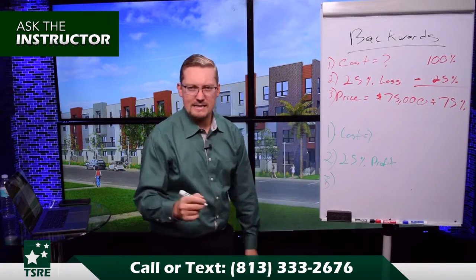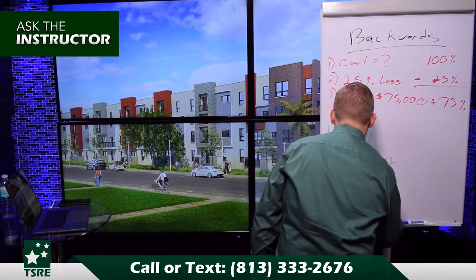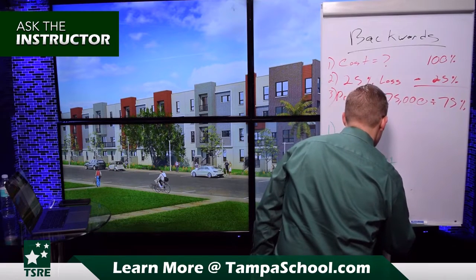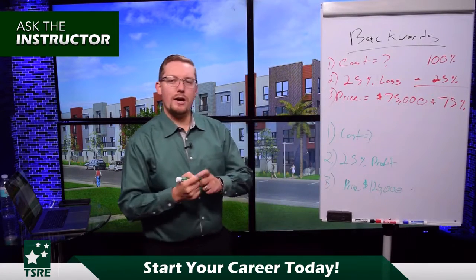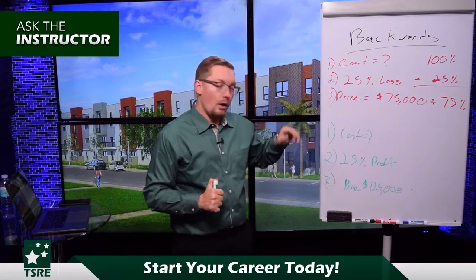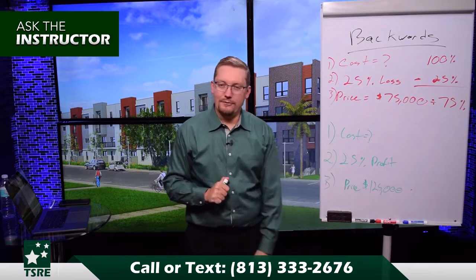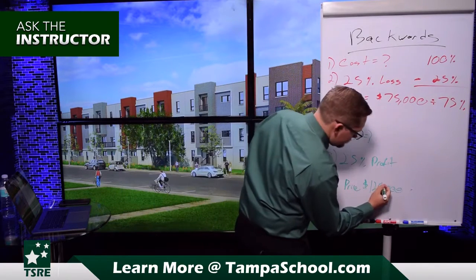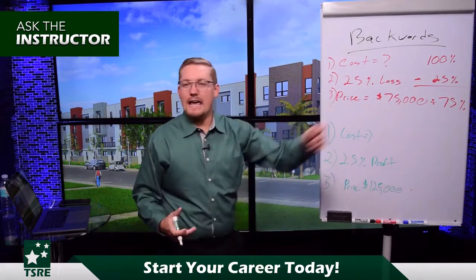Now, if you remember in that last example, our price was $125,000 on this property. So what is our cost? What was our initial investment when we made a 25% profit and we sold the property for $125,000? So now finding this, it's the same type of numbers.